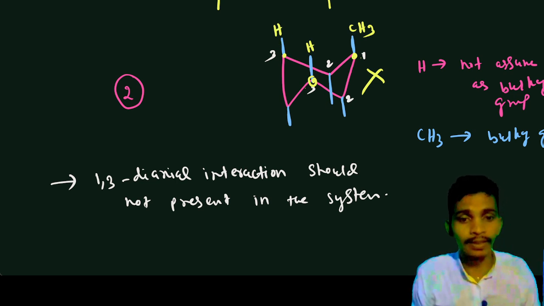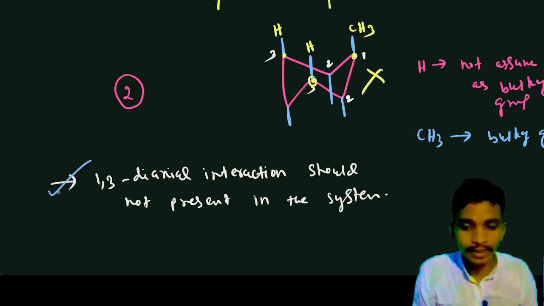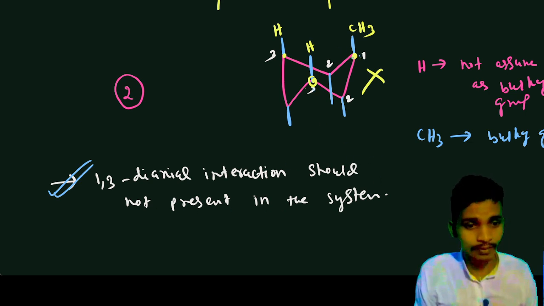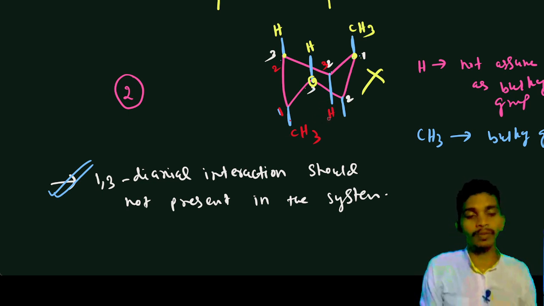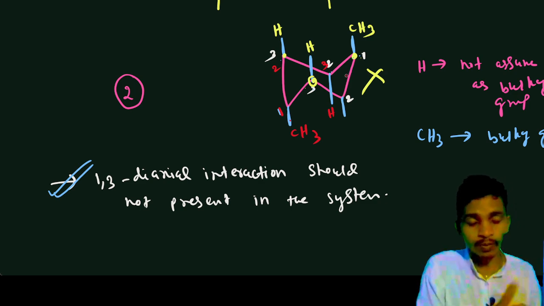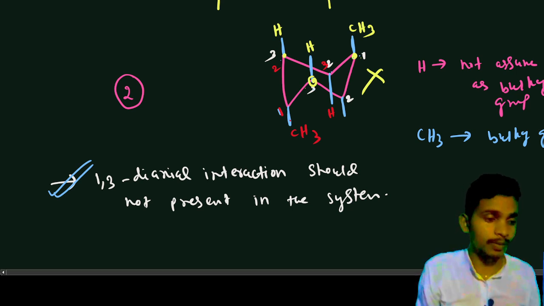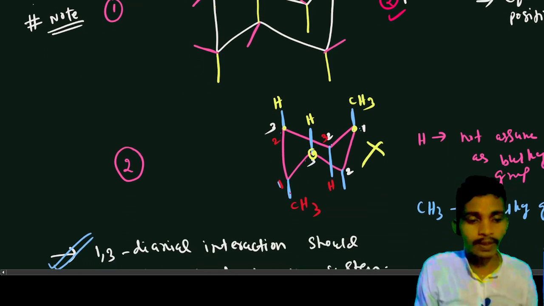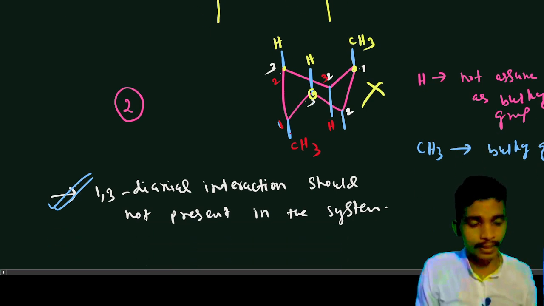That's what it means: 1,3 diaxial interactions should not be present in the system at 1 and 3. This is 1, this is 2, this is 3. So if these positions have CH3, these positions should be H, not CH3 or that type of groups. If it is present, then that chair form is not possible, it will not exist. So we should remember that whenever you are converting these cyclohexanes to the chair form, always keep in mind that there should not be 1,3 diaxial interactions.